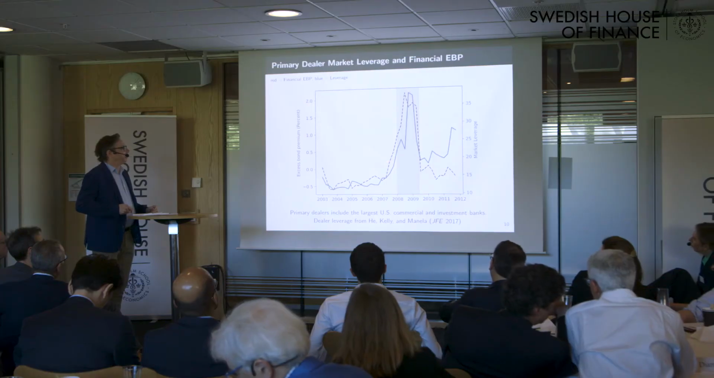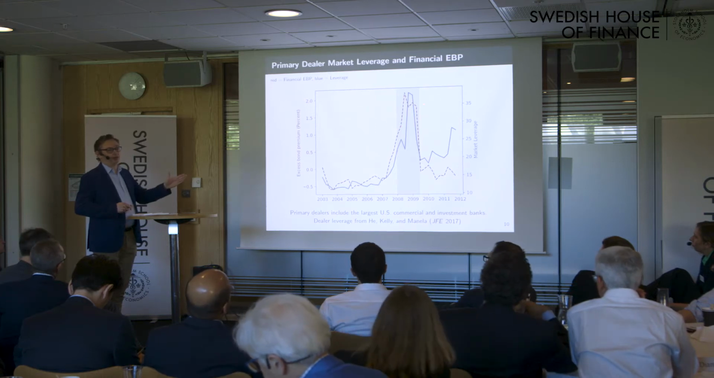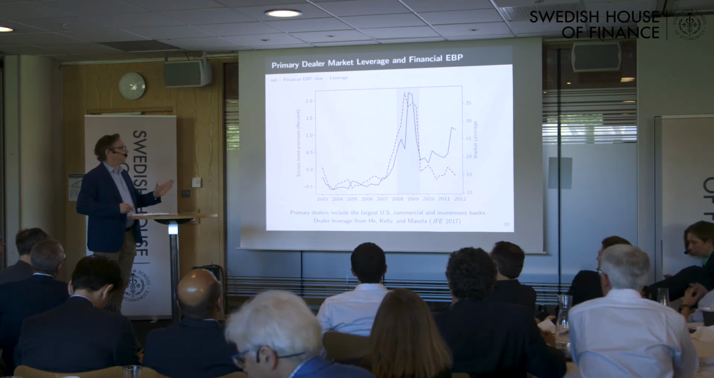This is the market leverage of dealer banks. These are most of the large commercial and investment banks. That's the blue line. The dotted red line is the financial excess bond premium. Darrell showed the LIBOR spread. I'm showing the financial excess bond premium. But you get a fairly similar picture.